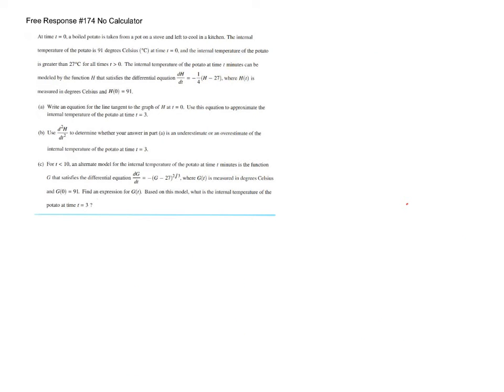As we attack letter C here, we finally get to use those separable differential equations that I mentioned at the beginning of the video. For t less than 10, an alternate model for the internal temperature of the potato at time t minutes is the function g. And here's the differential equation for g. So we've changed the formula. h has a different formula than g.